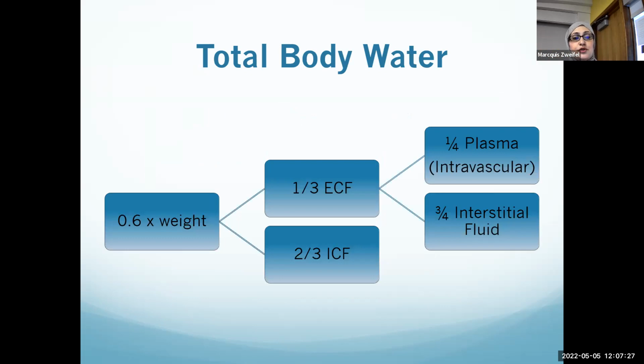Okay, so to start, we're going to talk about total body water. About 2/3 of our weight is water, and 1/3 of that is extracellular fluid, 2/3 is intracellular fluid, and out of the extracellular part, about 1/4 is plasma, which is intravascular, and 3/4 of that is interstitial fluid. So keep that in mind every time you look at a patient, you see them pretty swollen, and you're trying to decide. This helps you realize the issue between intracellular, extracellular, but also intravascular, extravascular.